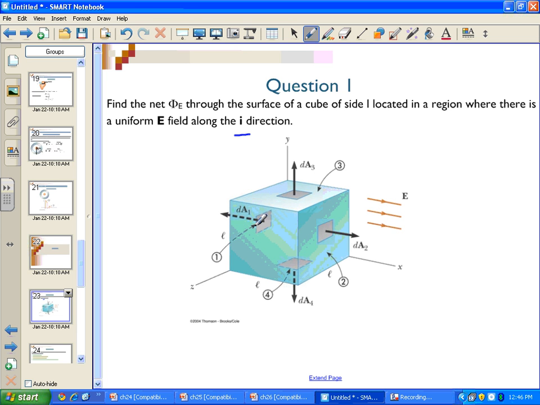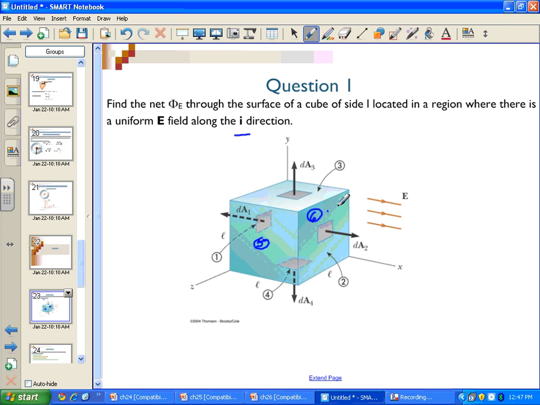1 with a normal along the minus i-hat direction, 2 with the normal along the positive i-hat direction, 3 with a normal along the positive j-hat direction, 4 with a normal along the minus j-hat direction. If we could draw a 5, it would have a normal along the k-hat direction, and a 6 would be back here with a normal along the minus k-hat direction.